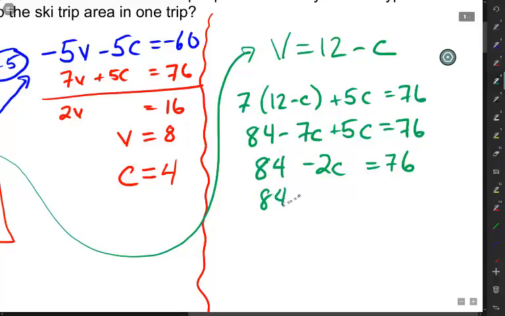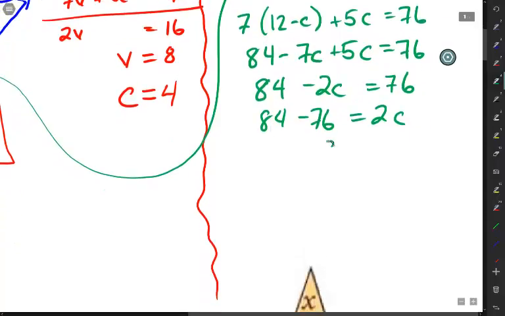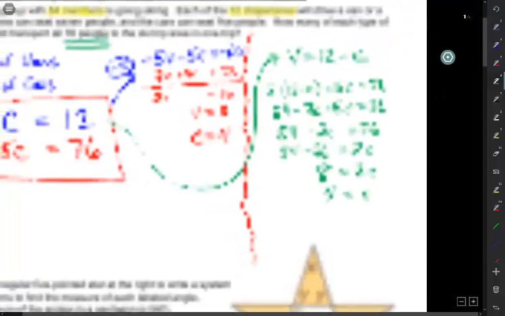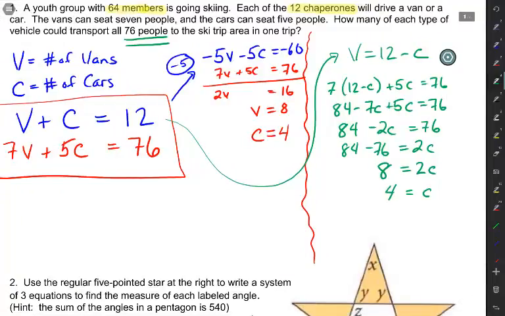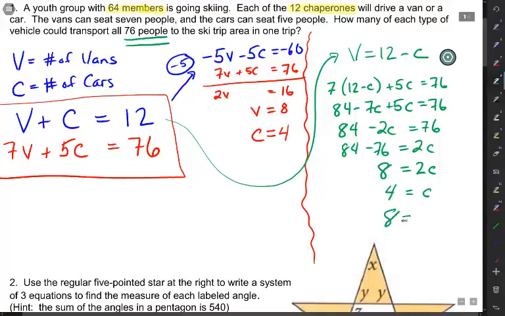So I'm going to bring over the 76. I'm going to move over the 2C. 84 minus 76 is 8. So I divide 8 by 2, and I get C equals 4. I now have to do the other part and go backwards. 4 plus what is 12? And once again, you still get your vans is 8. So either way, we're going to have the same answers with substitution or elimination.